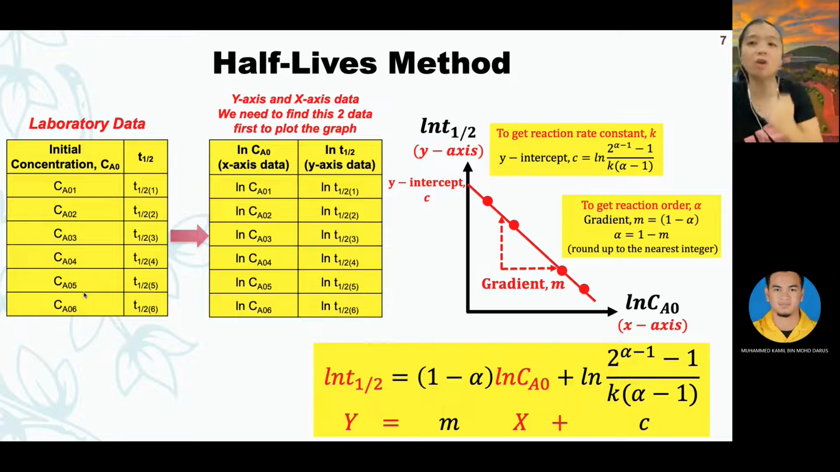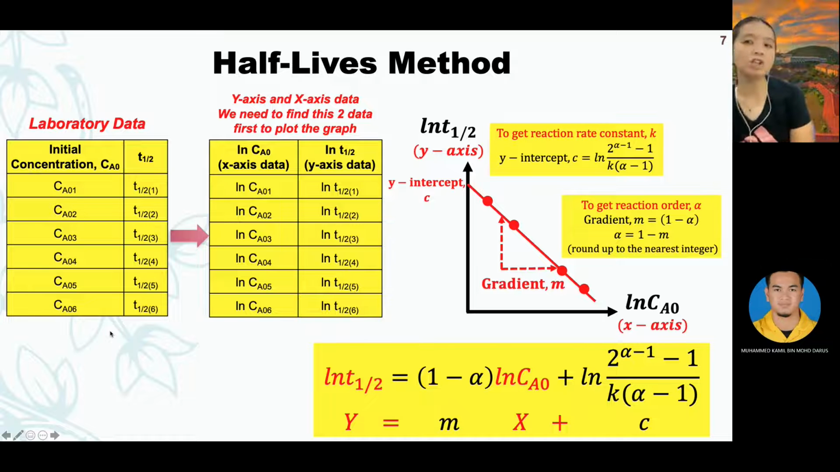I record the time, how long it takes to become half of the initial concentration. So the first run, from 5 molar to 2.5 molar, how long? Second run, let's say from 8 molar to 4 molar, how long? Third run, 6 to 3, let's say, how long, and so on and so forth. So from those runs, what I do is I get the experimental data.